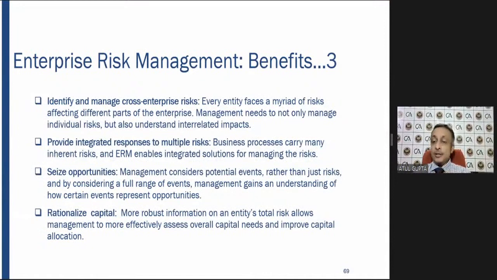Identify and manage cross-enterprise risk. Enterprises work in myriad risk parameters, one linked to another. We have talked about business process automation. So risk to my vendor may affect me. We need to do it. Provide integrated response. Again, the word integrated has come. Seize opportunity. Management considers potential events rather than just risk. By considering a full range of events, management gains an understanding of how certain events represent opportunities. Rationalize utilization and application of capital. Great.